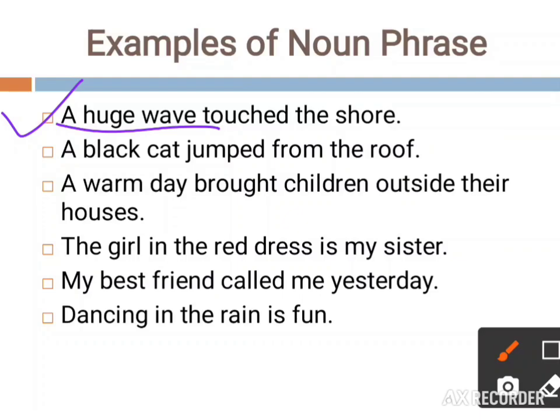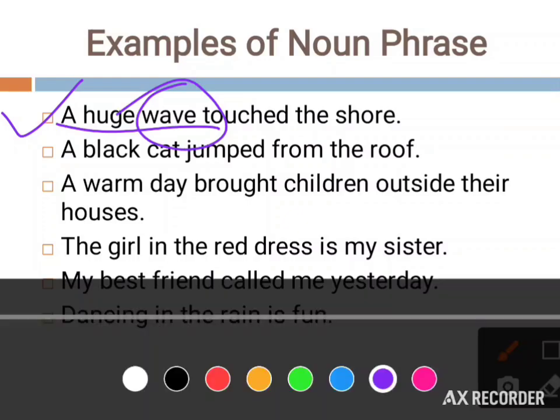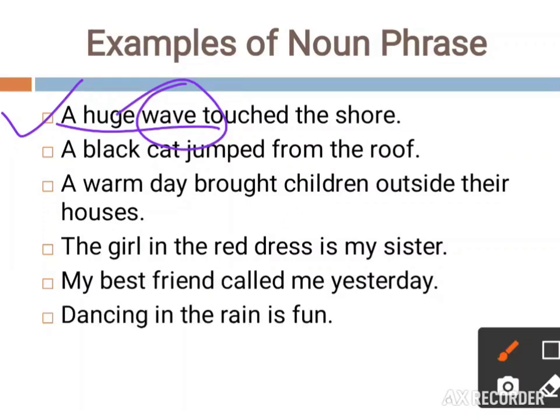Now, what is the noun? As I told you, there has to be a noun in every noun phrase. What is the noun here? Correct. Wave is the noun. And then what is huge? Huge is an adjective and a is the determiner. A is the determiner, huge is the adjective, and wave is the actual noun. So a huge wave makes the complete noun phrase.